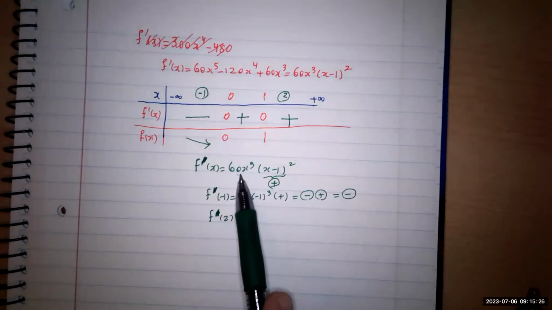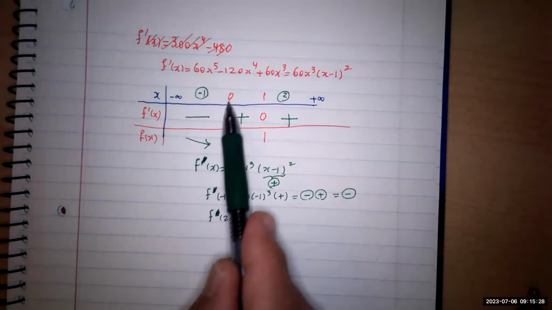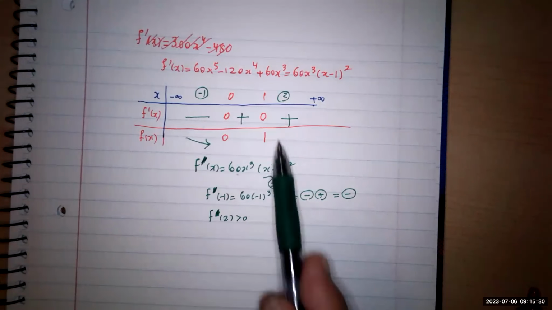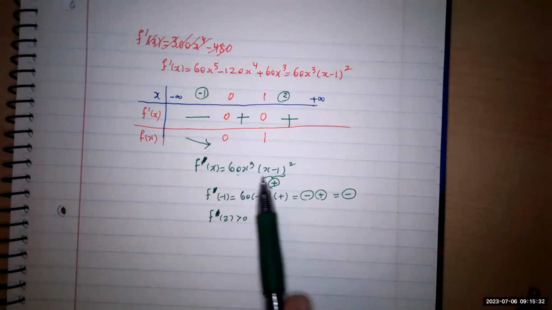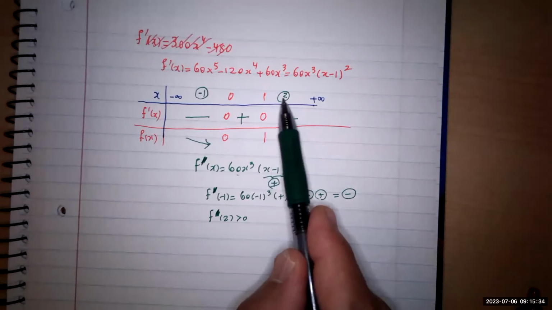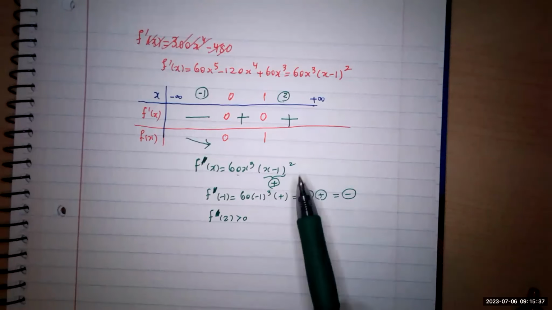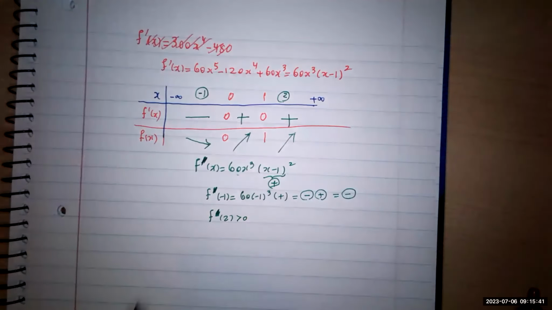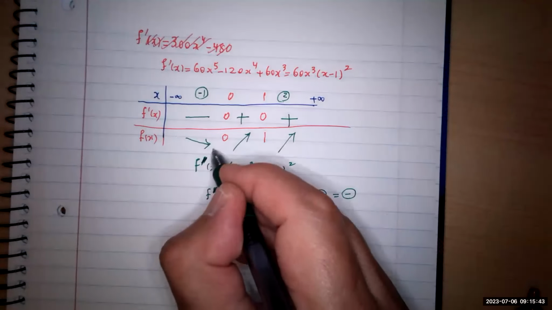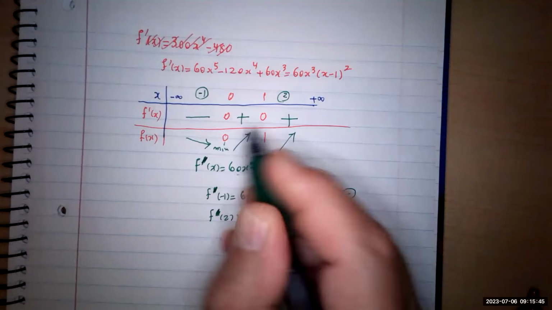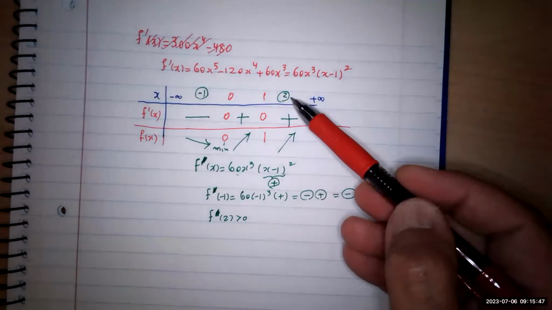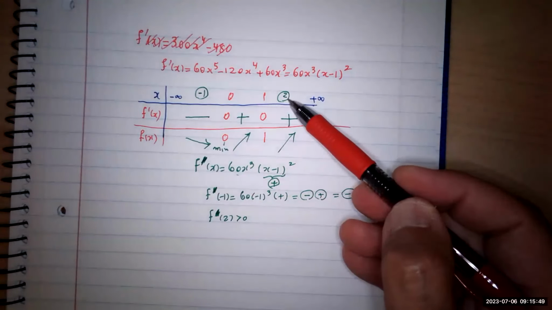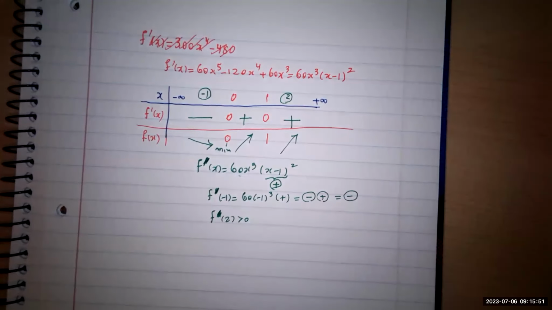You put the negative 1, 60x cubed would be negative. In this interval, everything is positive, so I don't have to worry about it: positive, positive. In this interval, we have the 2 again positive. So the function is going to be increasing and increasing. You see, you have only a minimum. Then you get the critical point here, and at this critical point you are not going to get a maximum or a minimum.